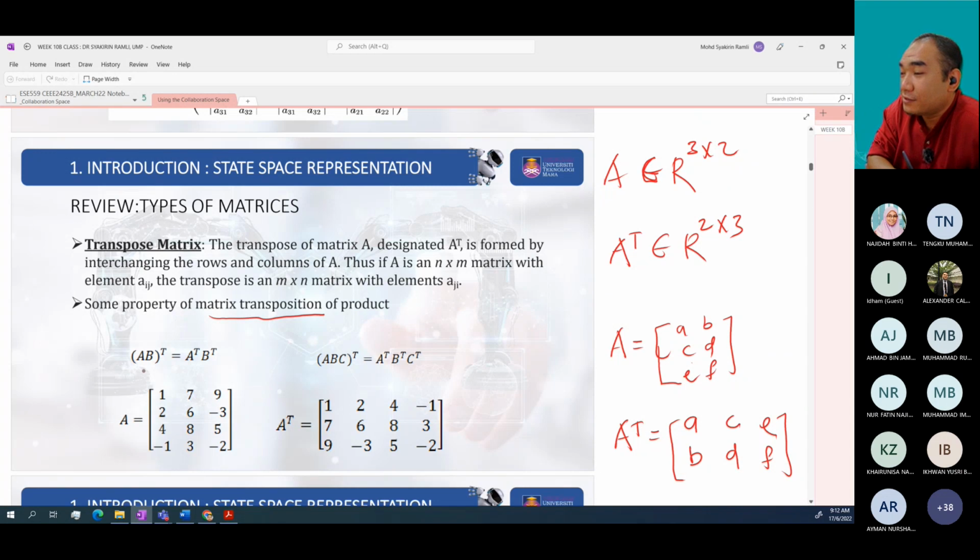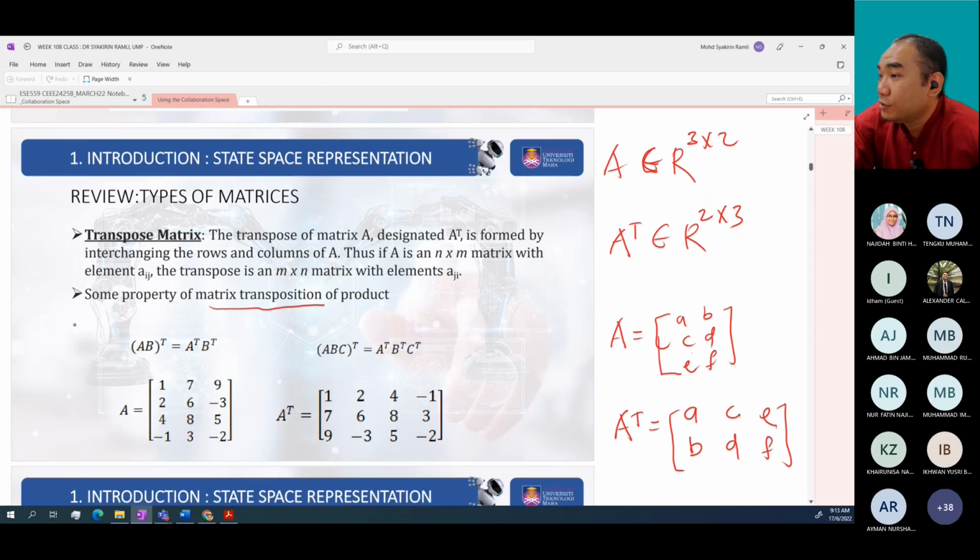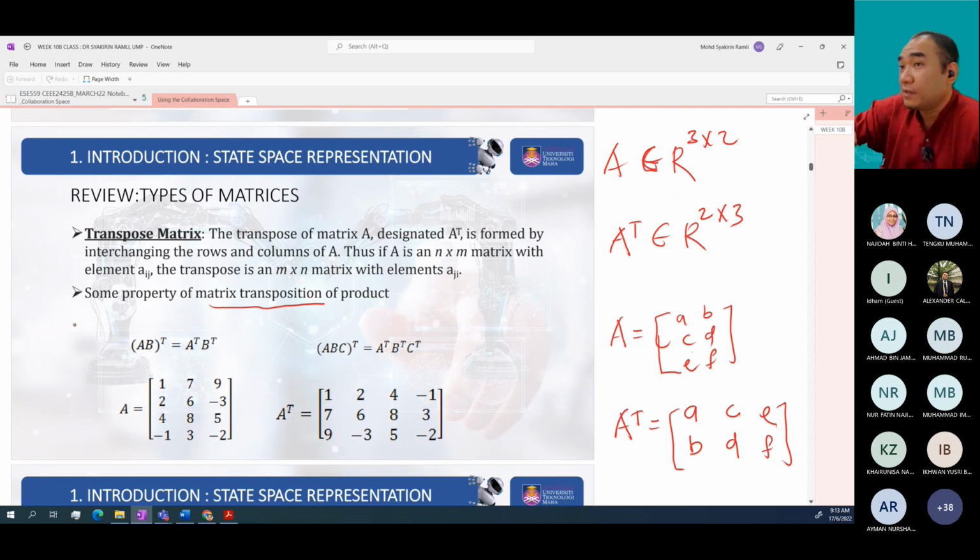Kan? Maknanya kalau bila kita nak buat derivation dan sebagainya, there will be a certain point you want to provide a proof in your mathematical expression. So you have to understand on some property of the matrix transposition.